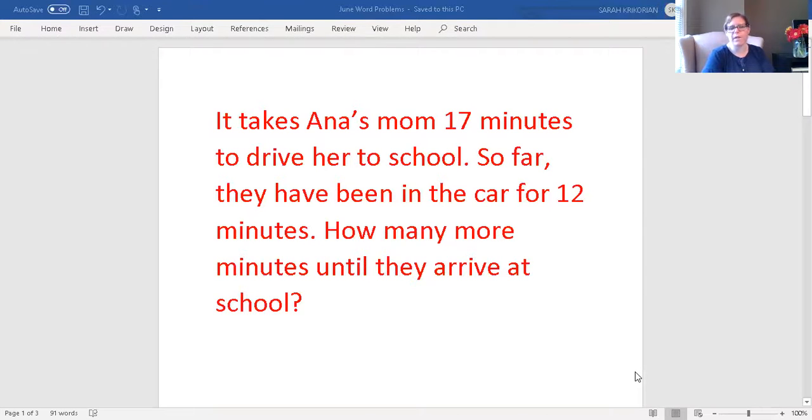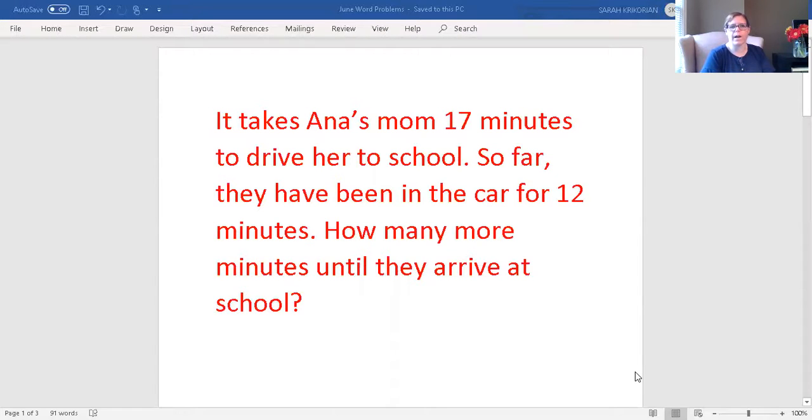So we're looking for keywords here, and you probably noticed that we don't see all together or in all. So we're going to look at the words they do have here. It says, how many more minutes until they arrive at school? So that means how many minutes are left. And we know that when we talk about how many are left, that is dealing with subtraction.